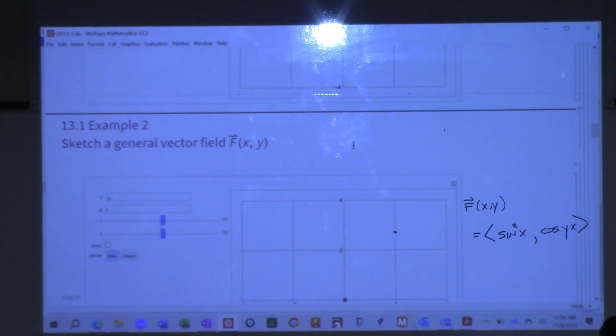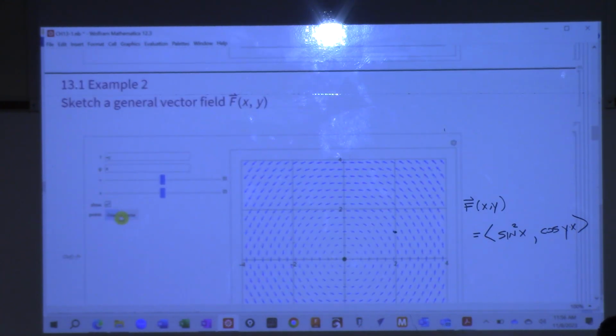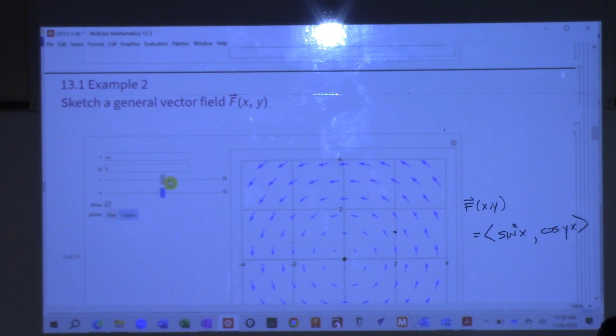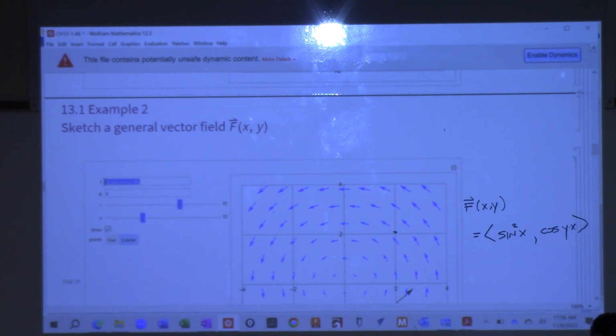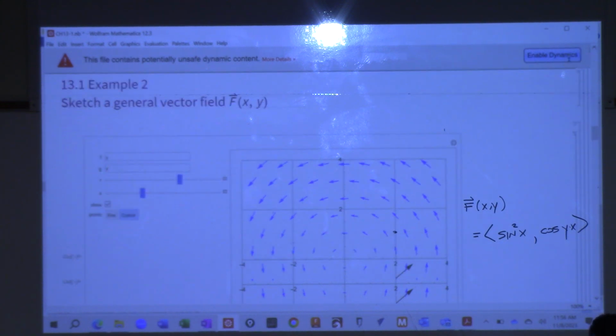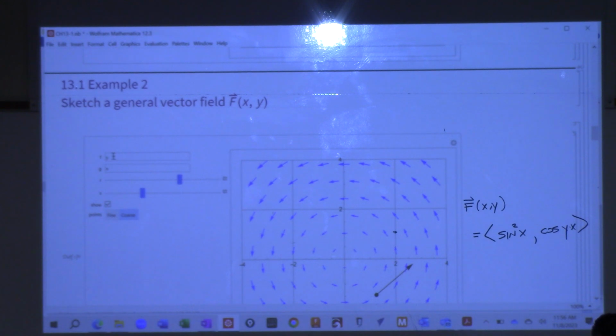Whoa. Okay, so let's do this. Let's show this vector field. Let's move things around so it knows what's going on. Let's just do sine of y. Try that. Y, enable dynamic. Okay, I think I got it this time.